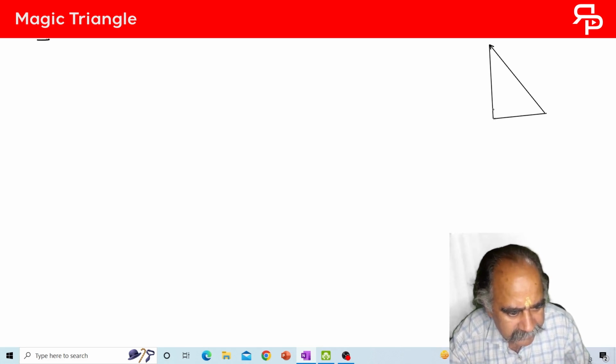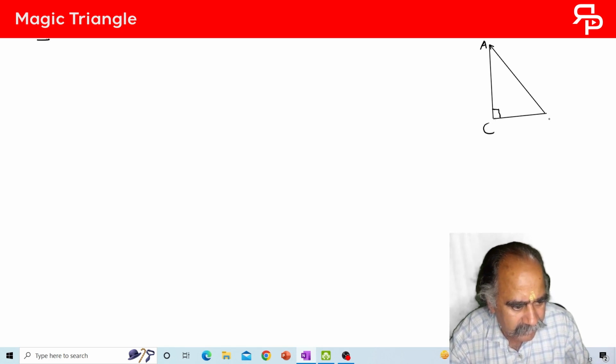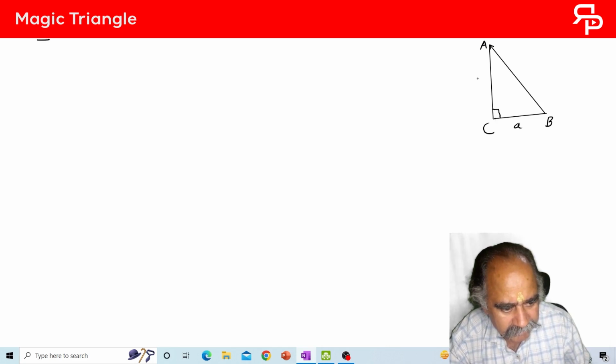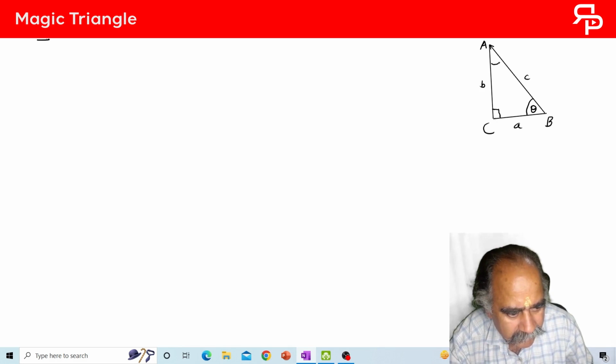This was our right angle triangle which I had drawn earlier. Not to go back, so I'm drawing the same figure again. A, this was C, this was B. The side opposite to A was a, opposite to B was b, and opposite to C is c. This angle was theta, and this angle was pi by 2 minus theta.